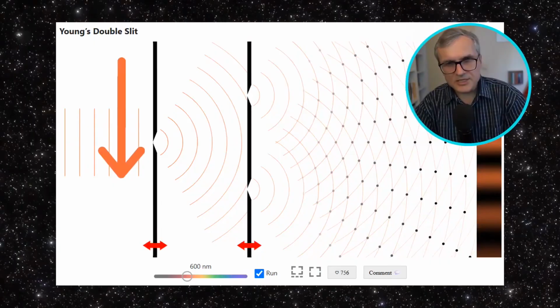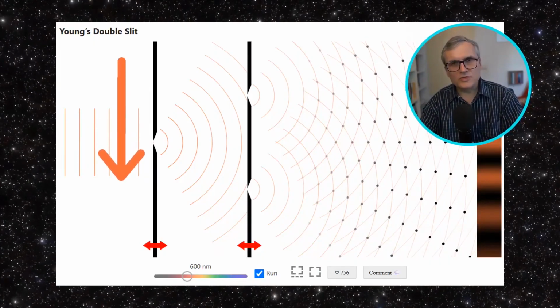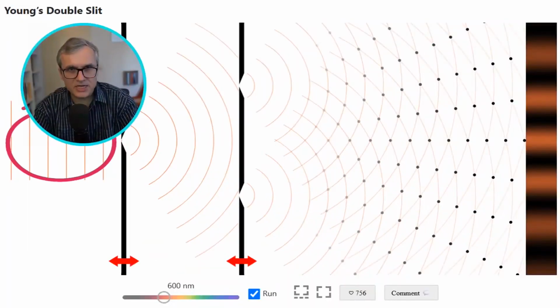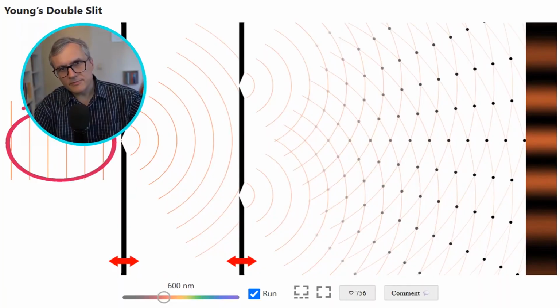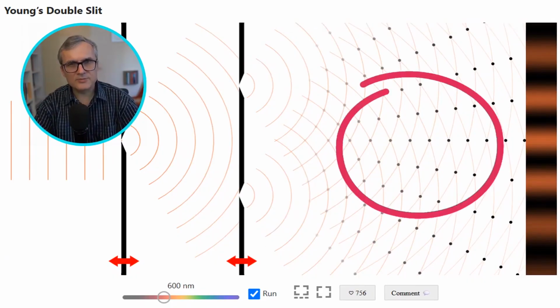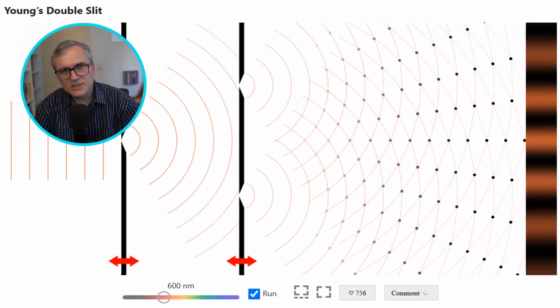You see here from the left comes a plane wave, so that means it's from a very, very great distance. Here the rays are parallel, and it's a plane wave that travels parallel to the optical axis. That plane wave passes through two slits, then those waves interfere constructively and destructively, and on the right side you can see an interference pattern.